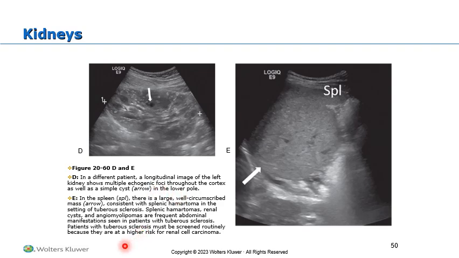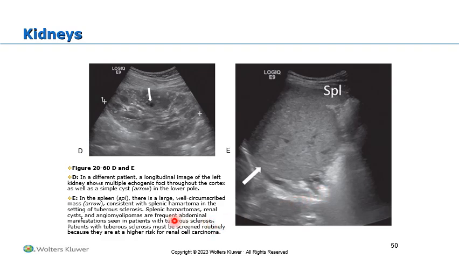This one shows the multiple echogenic foci throughout the cortex as well as simple cysts in the kidney. So we're seeing lots of foci, simple cysts of the kidney here. Here we see the spleen, and you can see that with this large mass of the kidney, it's going to be actually pretty difficult to determine whether it belongs to the spleen or the kidney. And so that's why those assessments, following their blood flow back and that type of thing, are going to be really helpful.